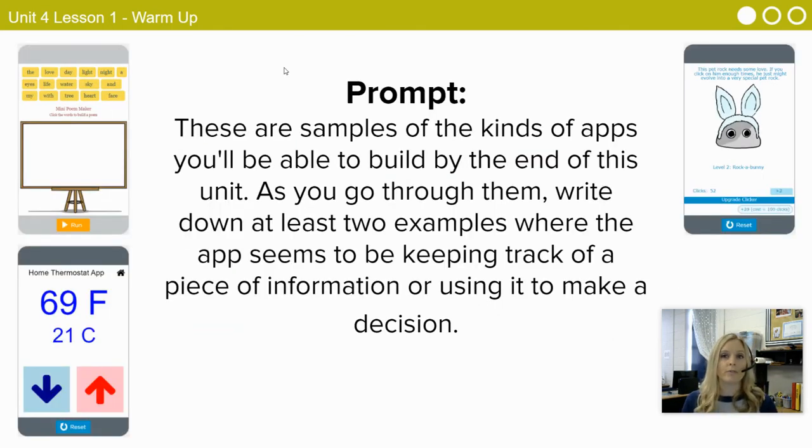All right, so the first app, the Pet Rock app. This one is keeping track of clicks, and then it's using that to decide when the pet rock will evolve. The Poem app, that one is keeping track of a poem as you write it. And then the Thermostat app is keeping track of temperature and then using that to change the color of the text. So those are some examples of ways that we can use variables to keep track of information and then use it to make decisions inside of our apps.